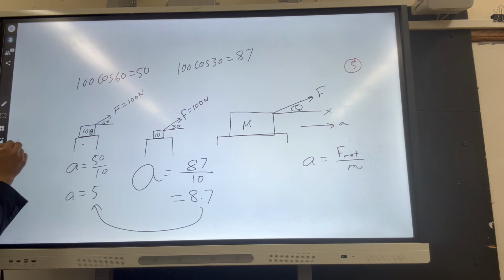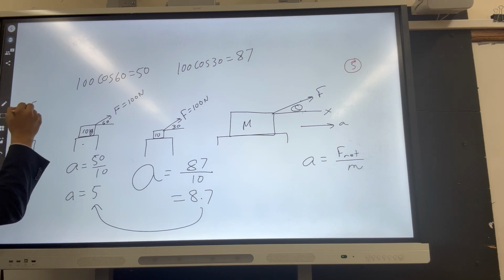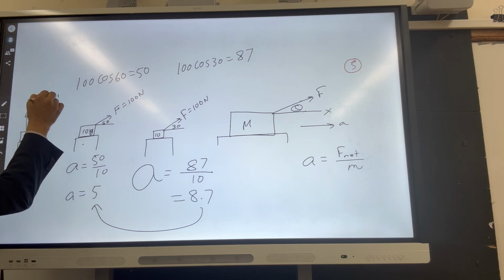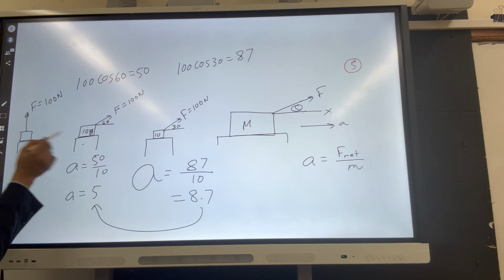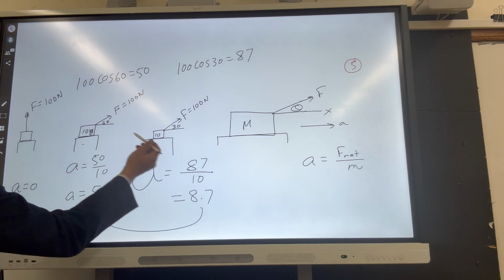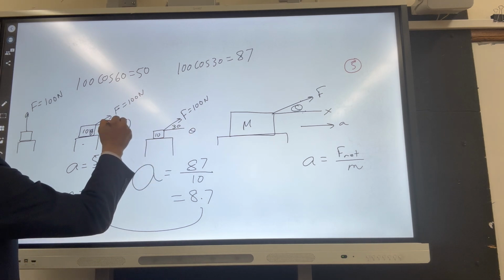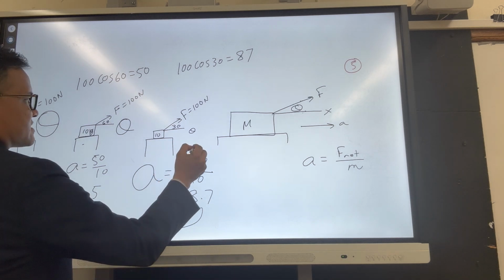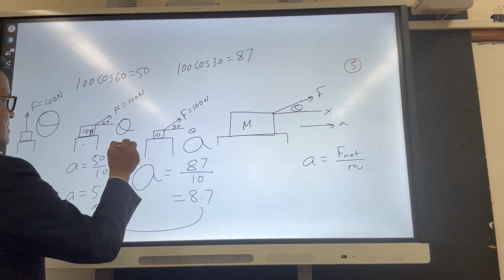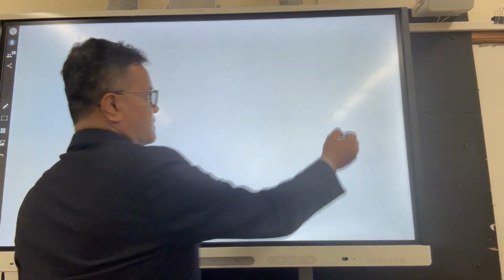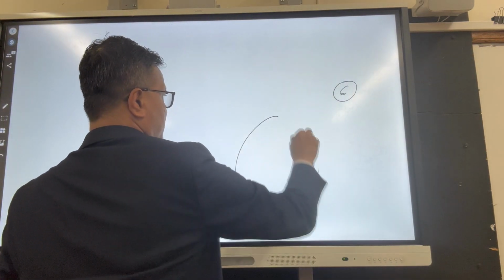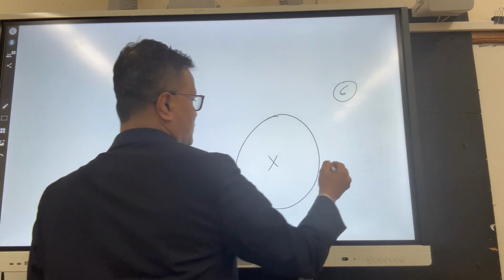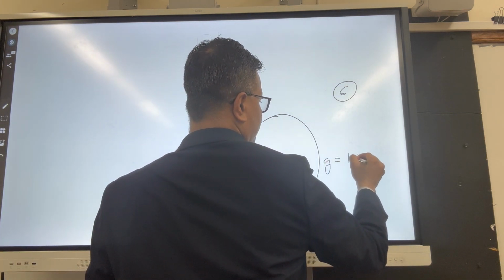And if you increase the angle a little bigger, make the angle 90 degrees, the acceleration in the x direction would be 0. So as the angle increases, angle small, angle big, angle bigger, the acceleration decreases. So problem number 6, there is a planet named X. The acceleration due to gravity of the planet is double that of Earth.